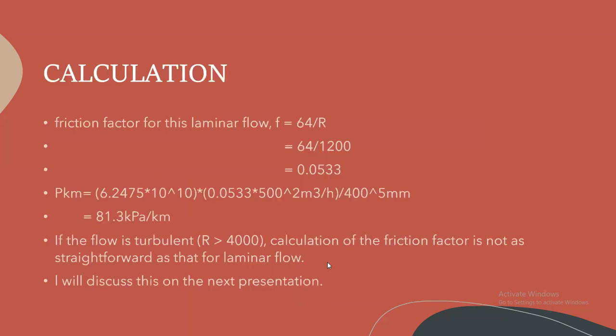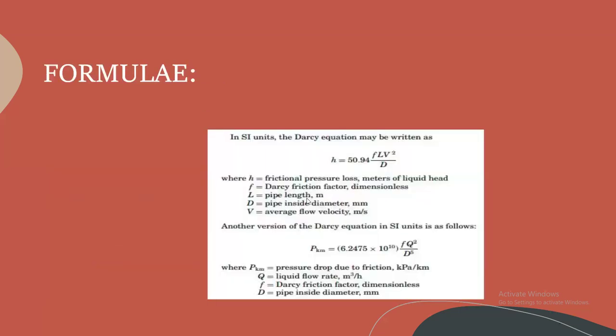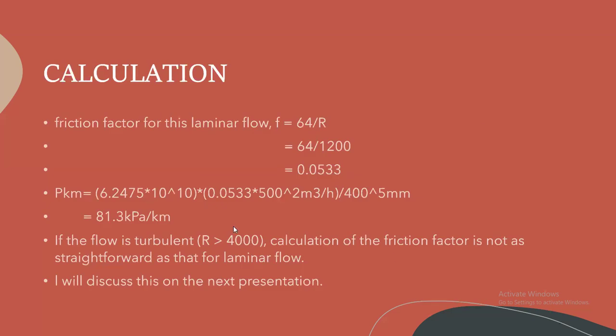Now, since we were told that the Reynolds number is 1,200, we use the formula F equals 64 over R, which is the friction factor, and we get this value. So going back to this equation now, we plug in. Now we have our friction factor, we have the Q, we have the diameter D we're given. So we just plug them in. Then I get a pressure loss of 81.3 kilopascals per kilometer.